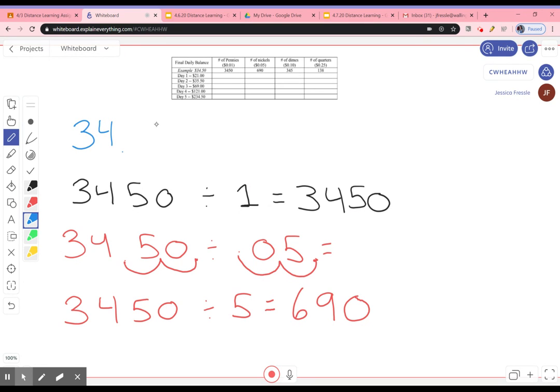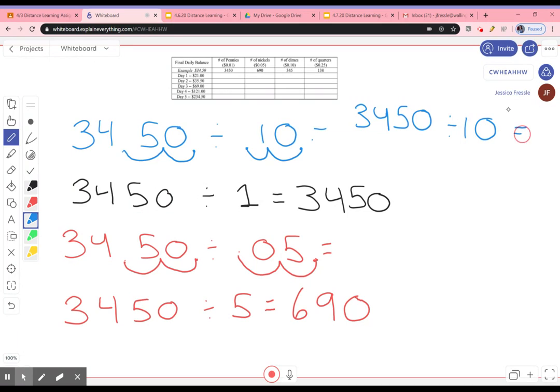So $34.50 divided by 10 cents. We're going to do the same exact thing. So we're going to move our decimal point over 2 place values, and we're going to get 3,450 divided by 10, which is going to give us 345. So let's see now if you can try and do the last one.